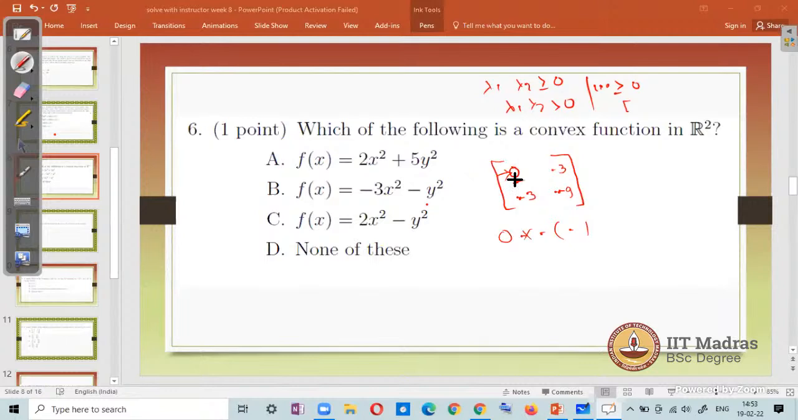Actually, if you put here 0, then obviously our determinant will be negative. Is that correct? Yes, sir. That's the thing I wanted to ask. Yeah, just now I also saw. So right, we can't put it as 0.